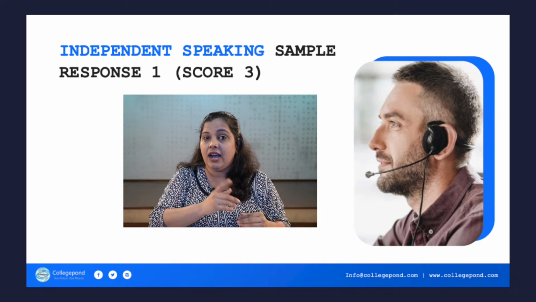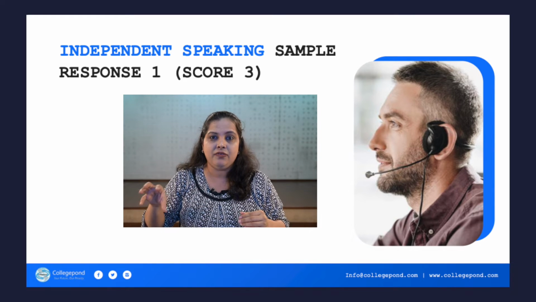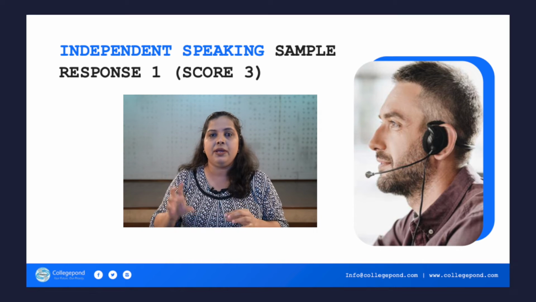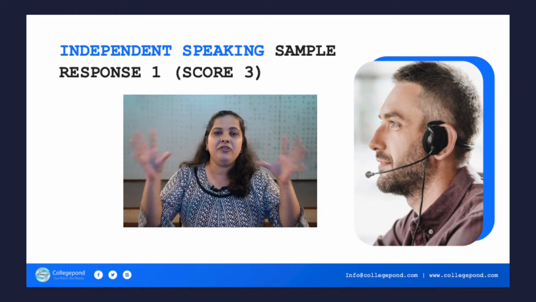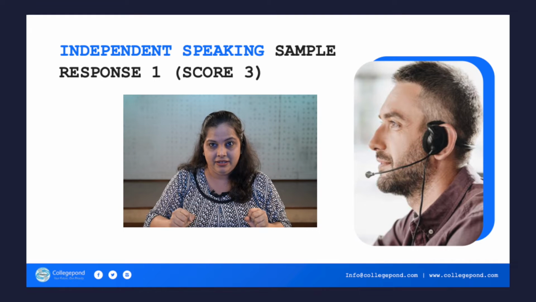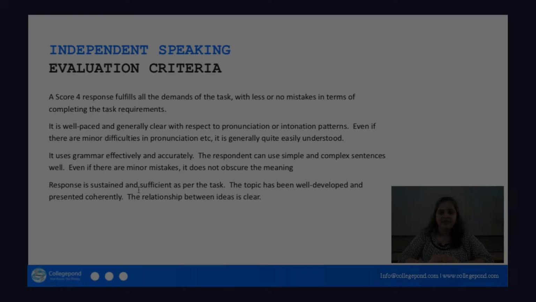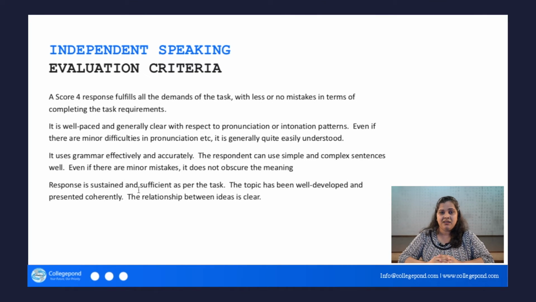That's not the case. Another thing, towards the end, if you see, he kind of trailed off. There was no proper conclusion. There was no proper kind of coming full circle kind of a feeling towards the end. So if that is missing, you will lose big time. So let's wind up our understanding of the independent speaking task with some tips.